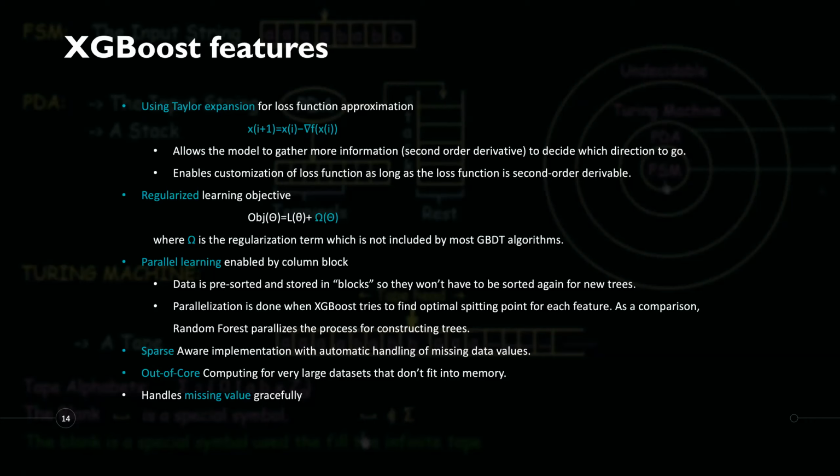So the process of constructing trees is not parallelized, but the process of finding the optimal splitting point can be parallelized. That's the key idea. That's the very first time I've seen a boosting algorithm being parallelized, and it really made it more efficient.